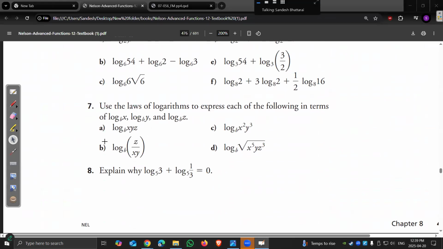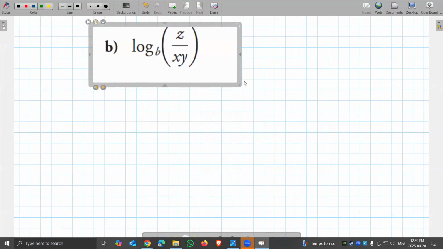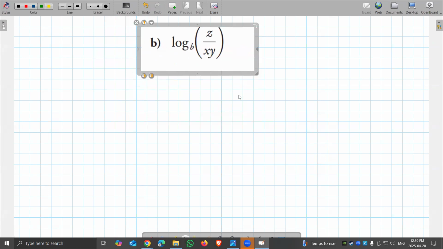Let's look at this one. This one is the other way around. They've already cleaned it for us. Now our goal is to rewrite this as 3 different logs: one with z, one with x, and one with y. So basically unsimplify this, or write it as 3 individual logarithms instead of one combined one. Alrighty, so we have to split this apart.